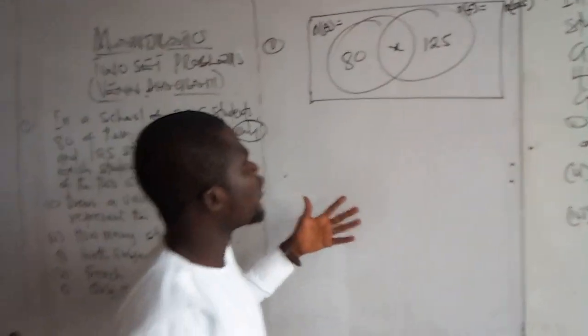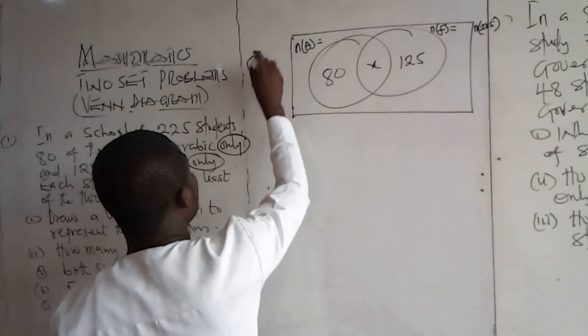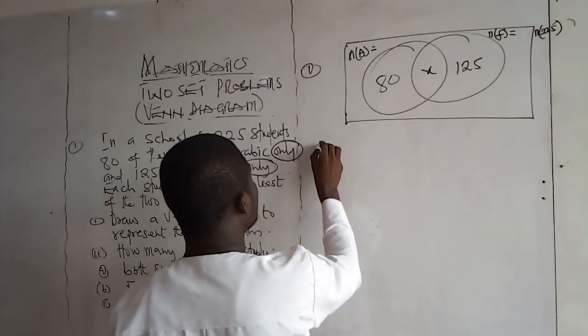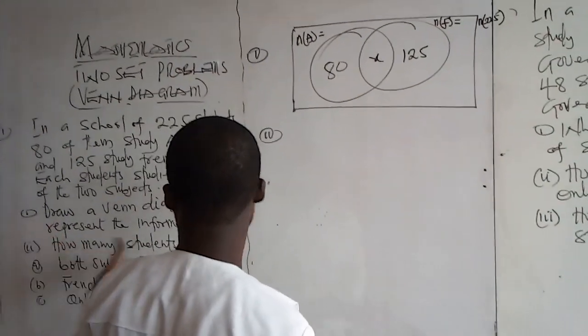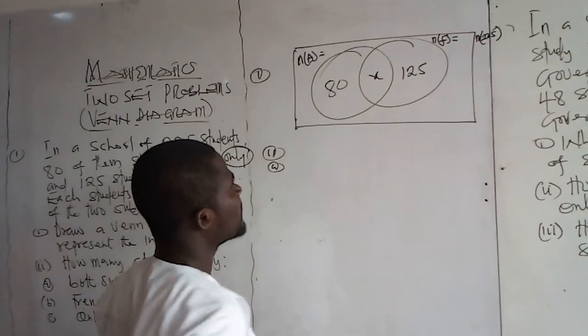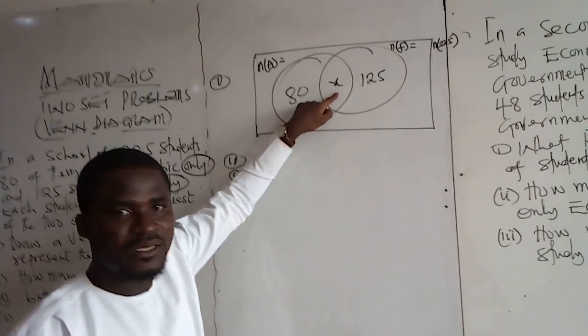Now, what are we looking for? We are looking for those who study both subjects. So this is the I, Venn diagram. Now I. Say both subjects. How many students study both subjects? A. That's X, representing those who study both subjects.